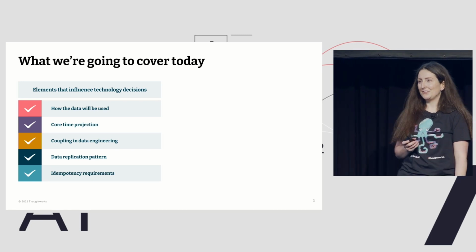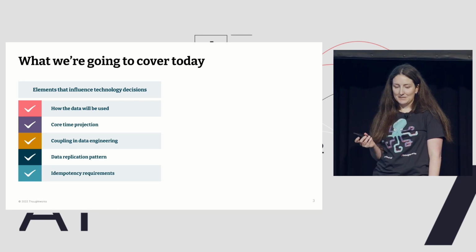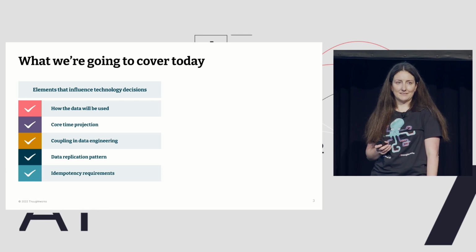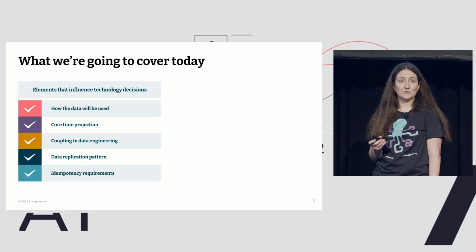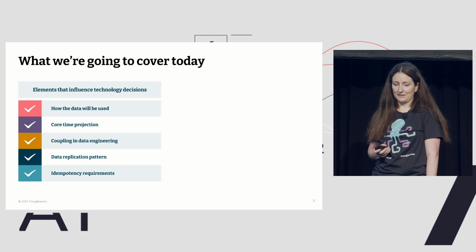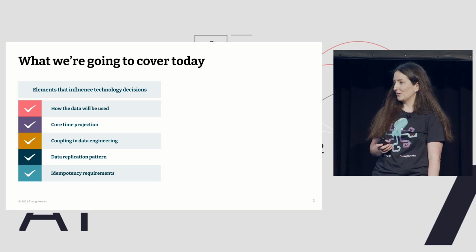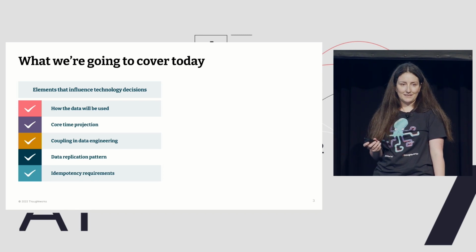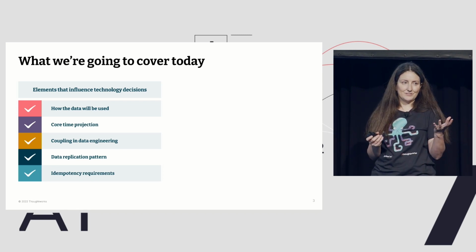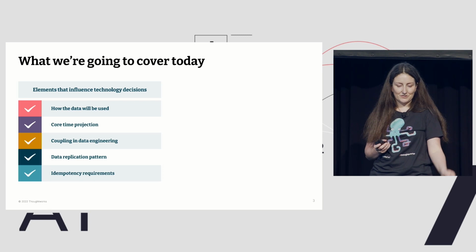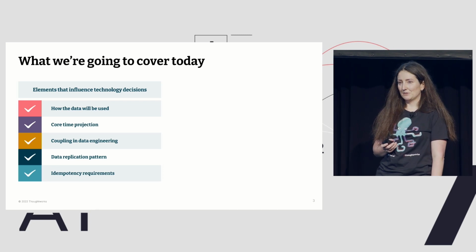But we're going to also look at some other elements that can influence how we make technology decisions when choosing data replication patterns. So things like how the data will be used, what the core time projection is, coupling in data engineering, obviously choosing a data replication pattern, and we'll look at 3, and then what idempotency requirements we may have as well.